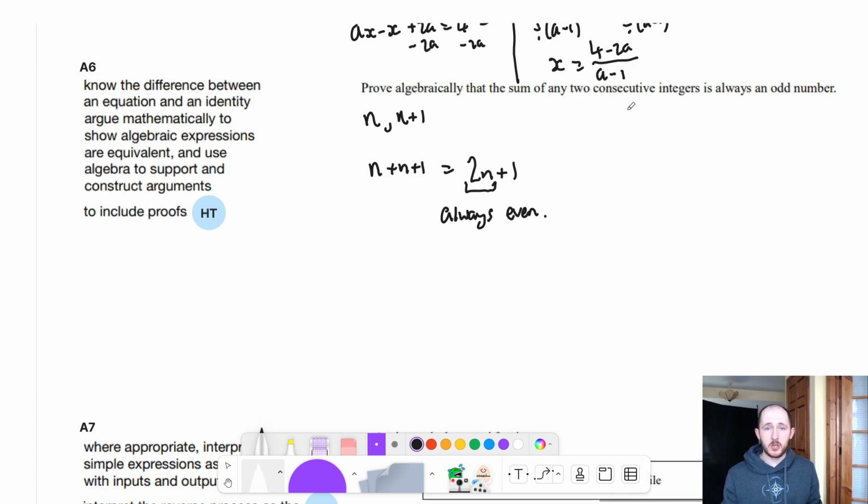Think about it. 2 times a whole number is always going to be an even number, right? 2 times 1, 2 times 3, 2 times a million. They're all even. And what happens when you add 1 to an even number? It's always odd. So always odd when you add 1 to an even number.